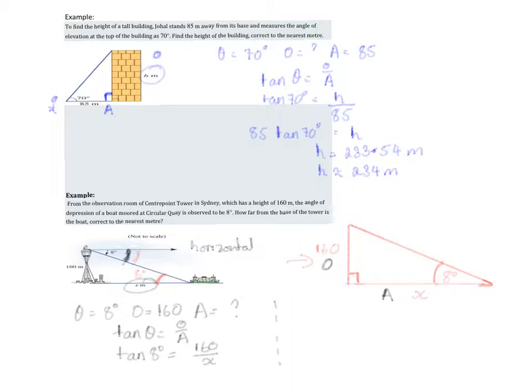Now our x is down the bottom, so we need to switcheroo. So x is equal to 160 over tan of 8 degrees. X is equal to 1138.46 metres. Okay, that's just by putting it into our calculator. Now we go back and read the question, and it says it wants it to the nearest metre. So x, or the distance, is approximately 1138 metres. So that's to the nearest metre.